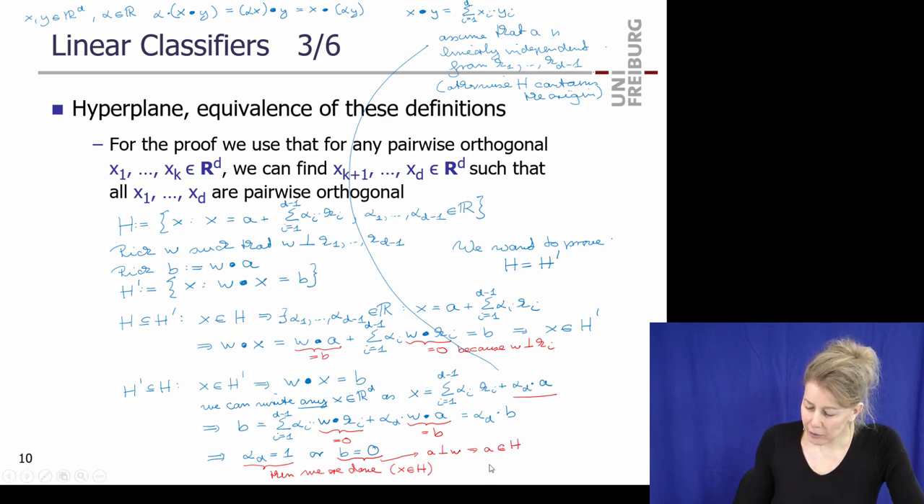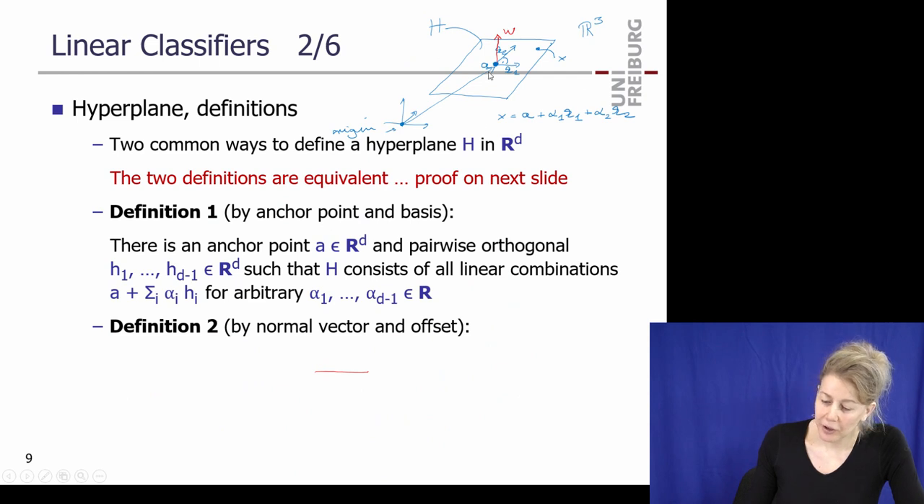This case is a little bit complicated. A is orthogonal to W. W was chosen so that it's orthogonal to these D minus 1 things spanning the hyperplane. If my A is orthogonal to this one, it has to be a linear combination of these things spanning the hyperplane. And if my anchor point lies in the hyperplane, it just means that my hyperplane, if you think about this picture, goes through the origin.